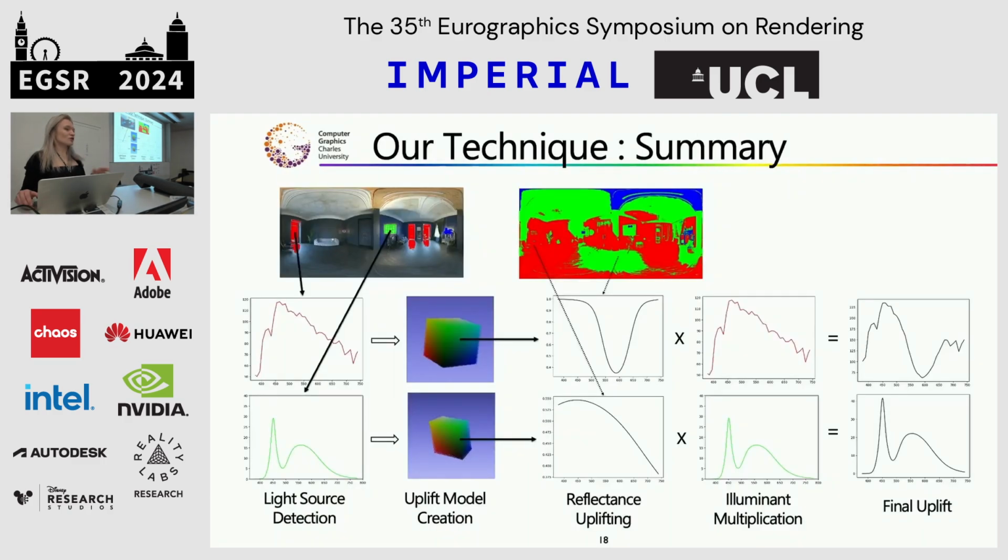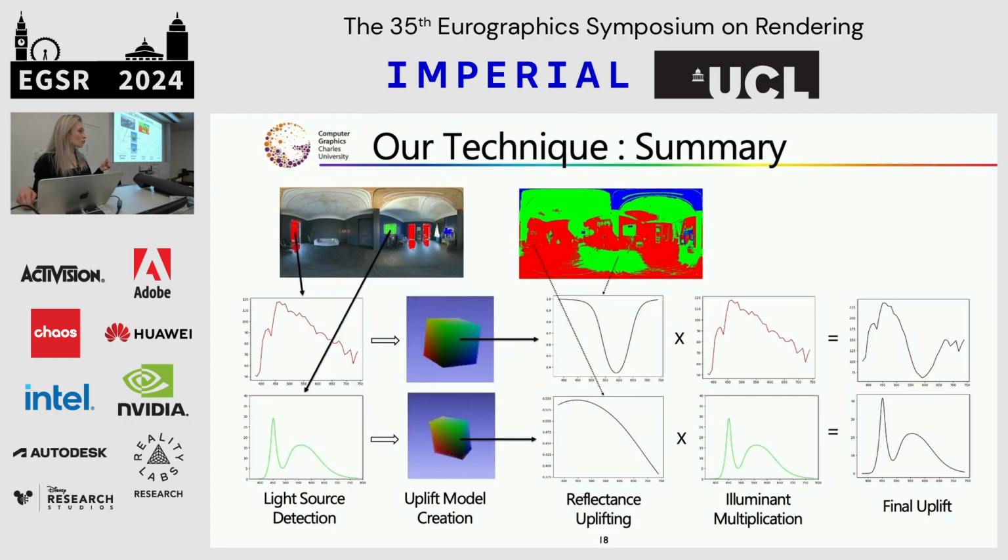So just to summarize, once again, we get an input environment map. We perform its light source clustering. For every cluster, we find the emission spectrum of the light source, as you can see on the left. Then we create this reflectance uplift model for every one of these emission spectra. And after all of this is done as a pre-process, we can move on to per pixel uplifting.